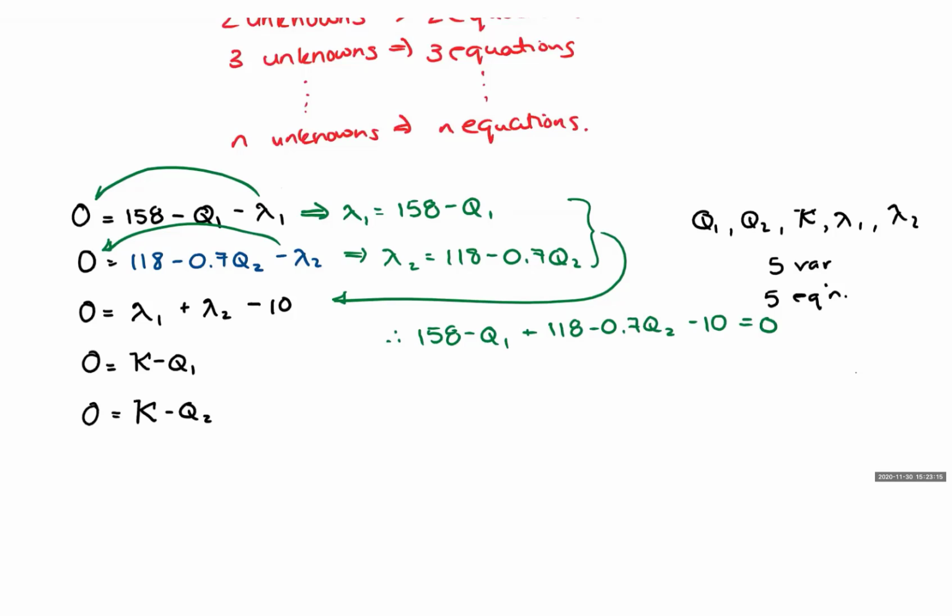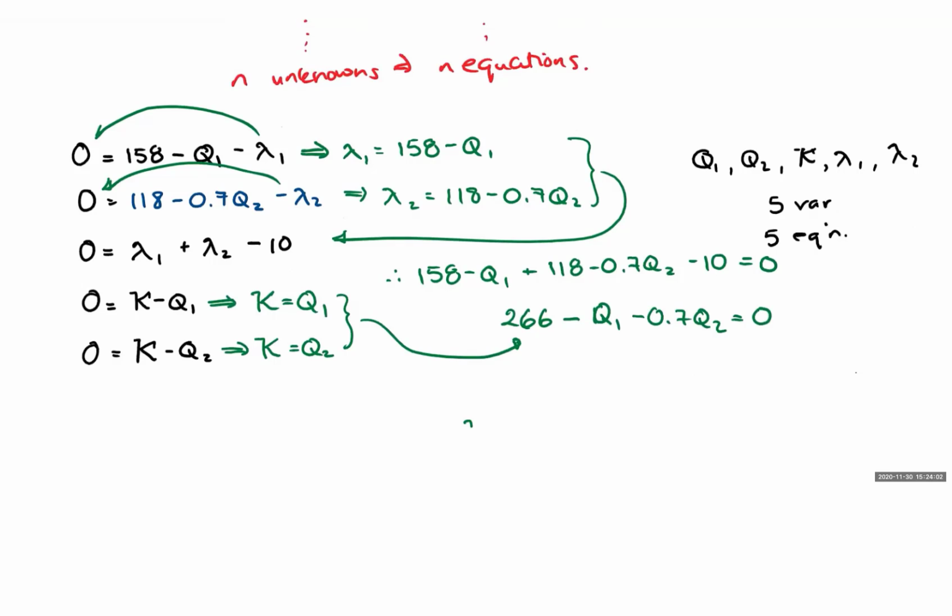So now, working this through, I get 158 plus 118 minus 10 gives me 266 minus Q1 minus 0.7 Q2 is equal to 0. Now, I'm just going to leave that as is for now because I've got these two easier equations to work with as well. From this one, I can get kappa is equal to Q1. And from this equation, I can get kappa is equal to Q2. So I'm going to sub those into what I just did here as well.